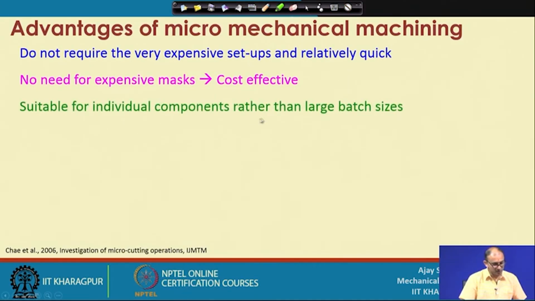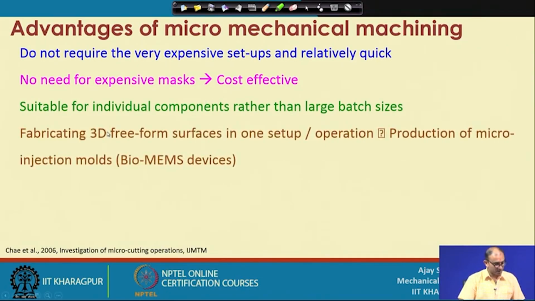Micro machining is suitable for individual components rather than batch size, because MEMS based processing is for mass production. In a single silicon wafer you can create hundreds, thousands, or even lakhs of components. But micro machining is mostly used for individual components. Another advantage is that you can create real 3D freeform surfaces in one setup, which is very difficult or sometimes not possible by any other process, be it lithographic processes or other advanced machining processes like electro discharge machining, electrochemical machining, or laser based machining.